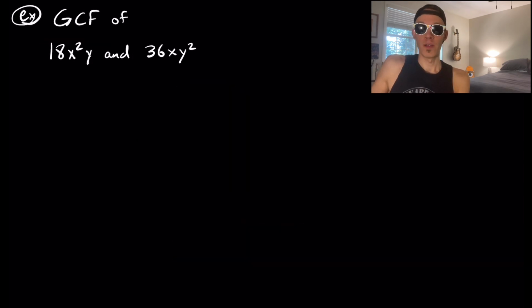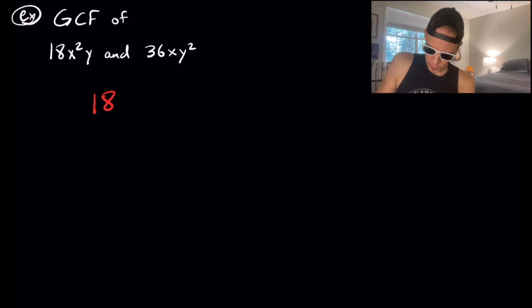All right, when you have variables introduced and you're trying to find the greatest common factor, prime factorization is the way to go. So let's do that here. So let's just first look at, when you introduce variables and you're trying to find the greatest common factor, prime factorization is the way to go. So let's split these two terms up.